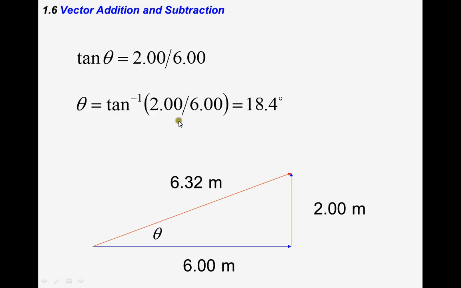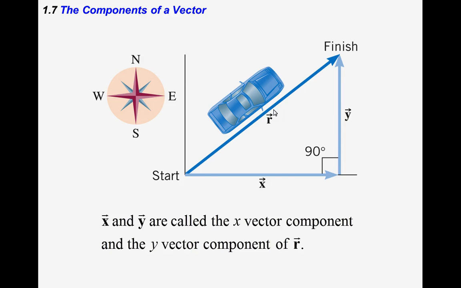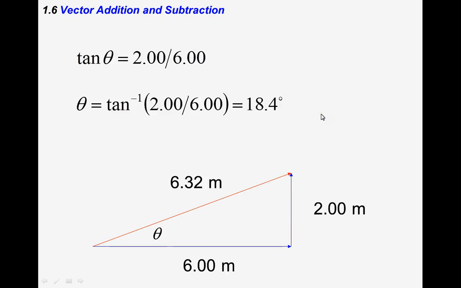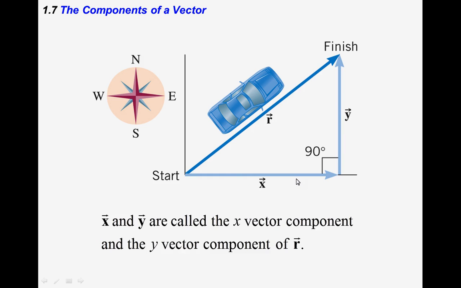And I could figure out the angle because I have the opposite and adjacent values. Tangent theta equals opposite over adjacent. Theta equals inverse tangent of opposite over adjacent, 18.4 degrees. Still not done. My resultant vector would be 6.32 meters at 18.4 degrees north of east. So I'd face east, and then I would angle 18.4 degrees north of east and travel for 6.32 meters to end up in the same place as if I had traveled 6 meters east and then 2 meters north. This will make more sense soon. Sorry if I scared you.